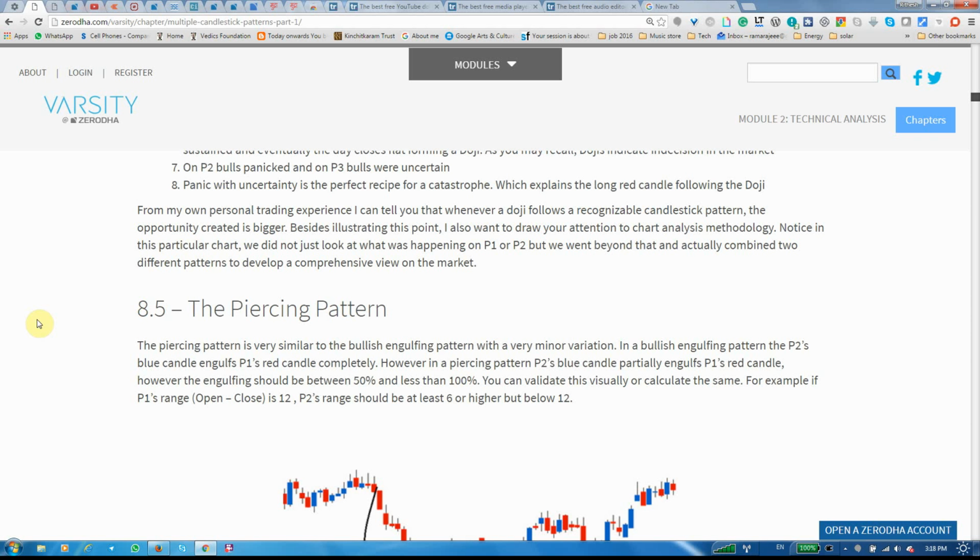Notice in this particular chart, we did not just look at what was happening on P1 or P2, but we went beyond that and actually combined two different patterns to develop a comprehensive view on the market.